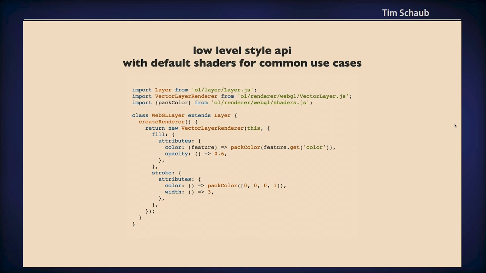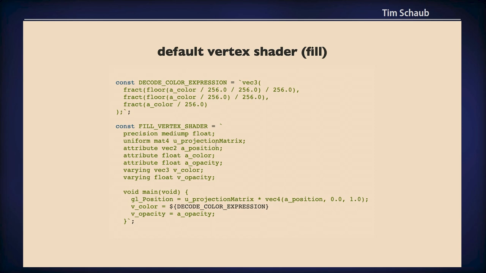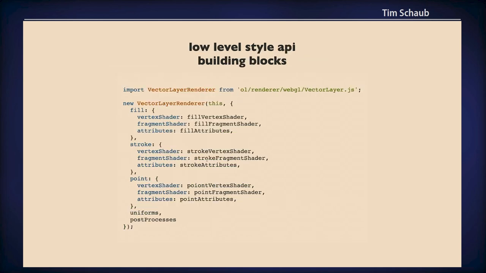As I said, the API is experimental and very low level, so I'm not going to focus on it much. The default shaders for common use cases allow you to style color, opacity, and width of the stroke using a function that's called with a feature. So most basic use cases are covered with that. That's also the shader I used in this example. This is how the default vertex shader looks. So you can see here the attributes for color and opacity, and also uniforms. These are things in the shader language that apply to all features can be provided.